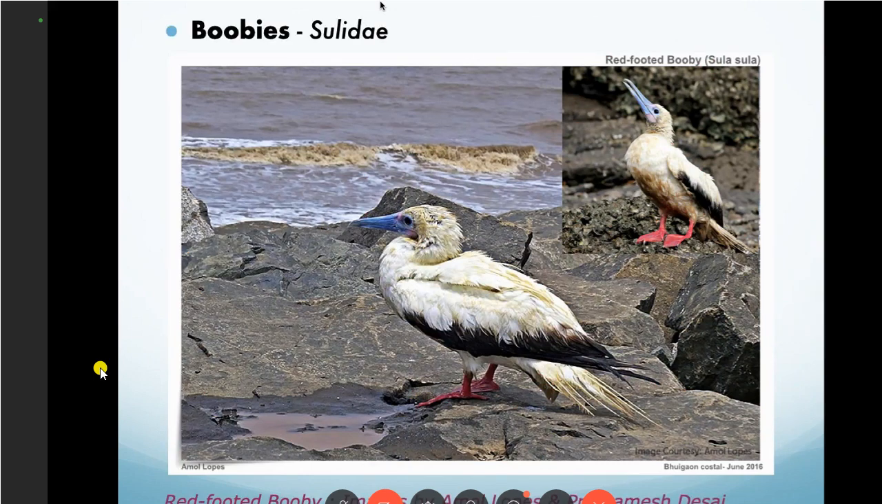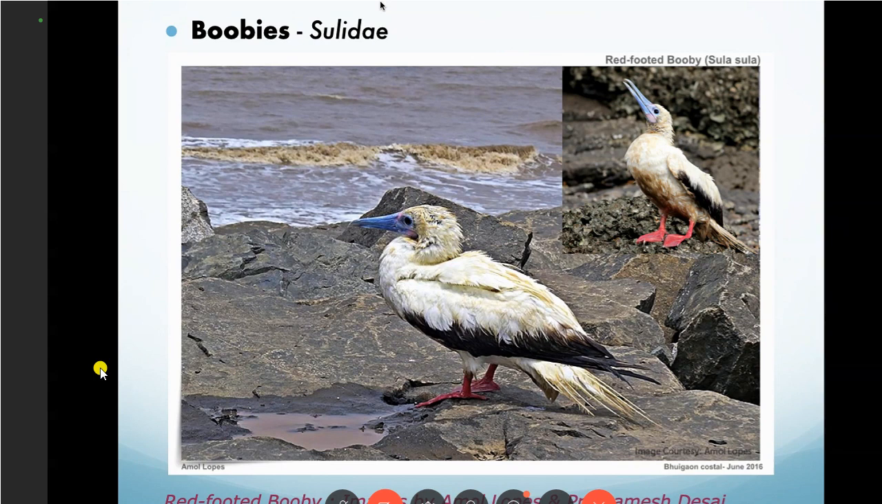The next family that comes is the boobies, the Sulidae. I've chosen an image over here by Amol, and on the insert right corner is an image by Prathamesh. You can see this is a red-footed booby, and you can see the red feet. The red-footed booby actually does something that we call parading. It'll just stand up, kind of lifting its head up, and they just walk, showing off their red feet. Even the blue-footed boobies do that, and it's just one form of their courtship display.